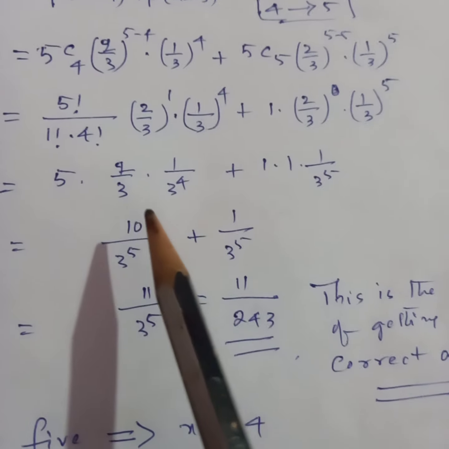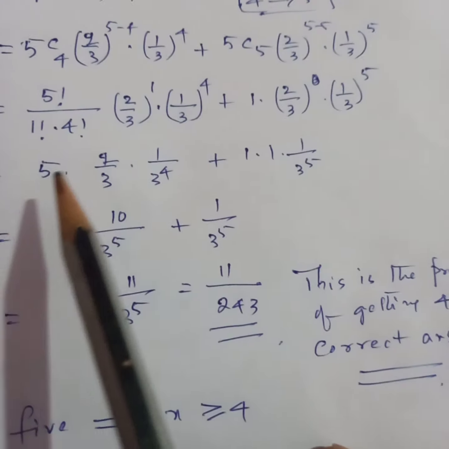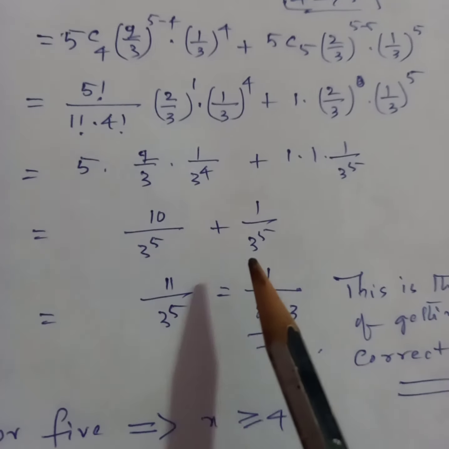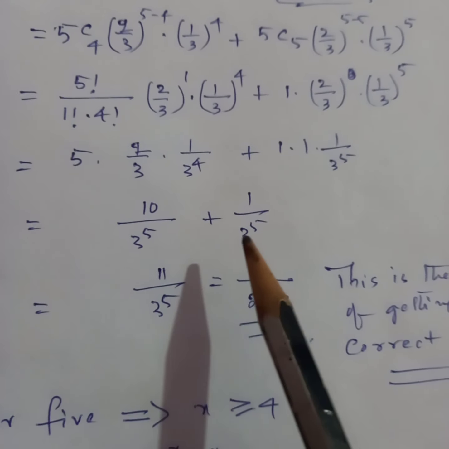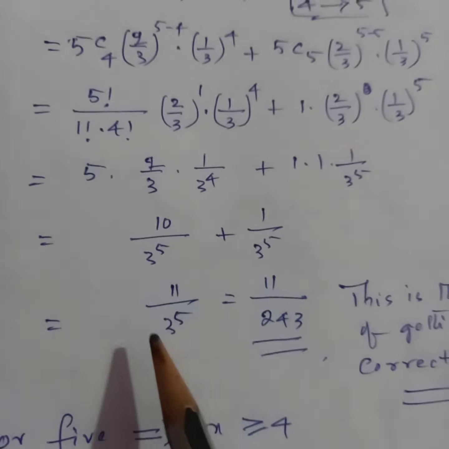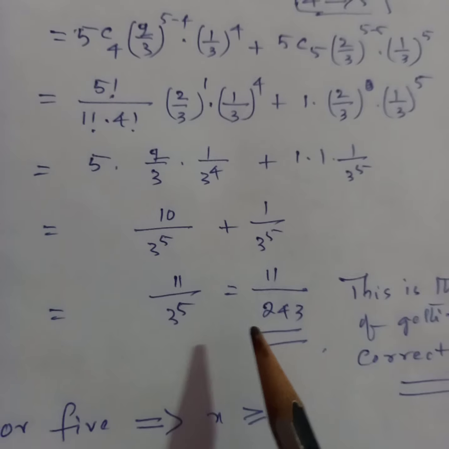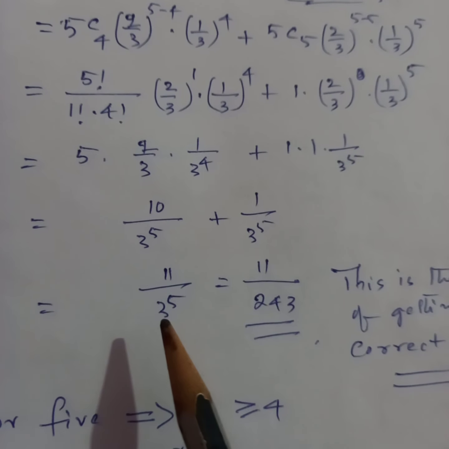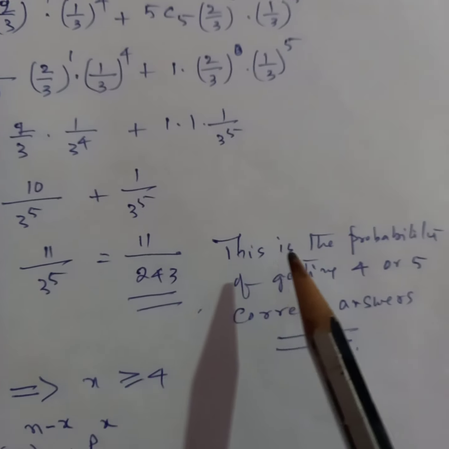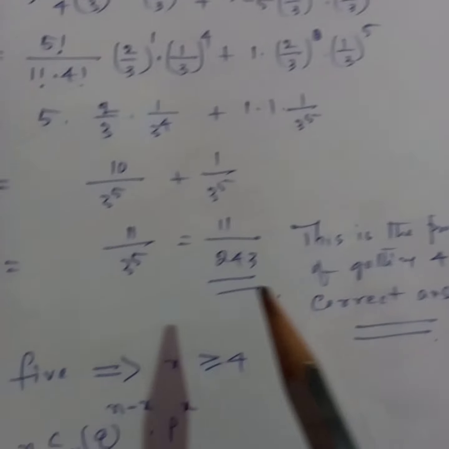So here we have 3 and 3 to the power of 4, giving 3 to the power of 5. 5 into 2, that is 10, plus 1 by 3 to the power of 5. Now here the denominators are common, 3 to the power of 5 and 3 to the power of 5, so add the numerators. 10 plus 1, 11. So 11 by 3 to the power of 5. When you multiply 3 five times, we get 243. So this is the probability of getting 4 or 5 correct answers.